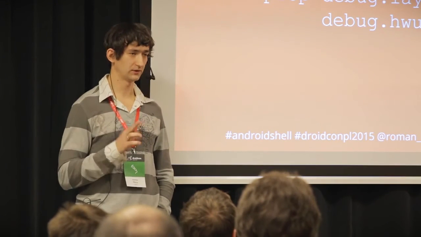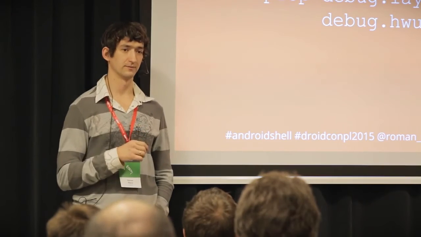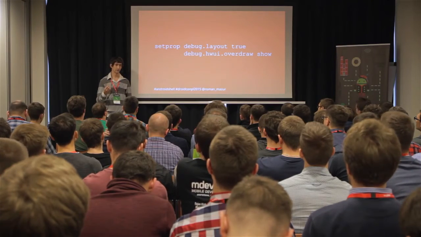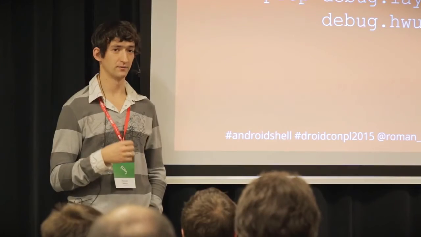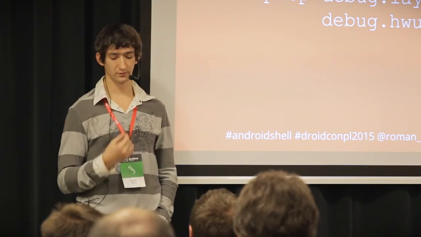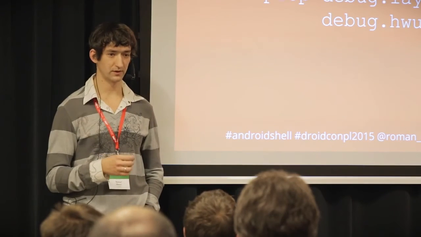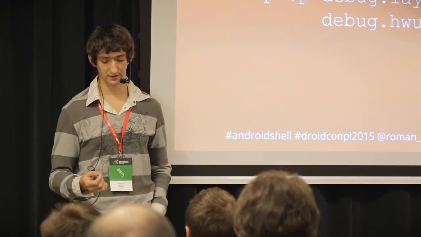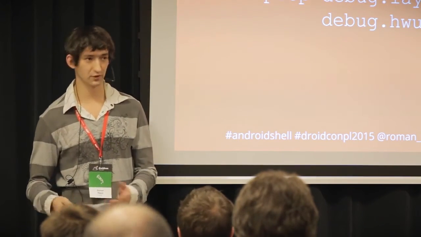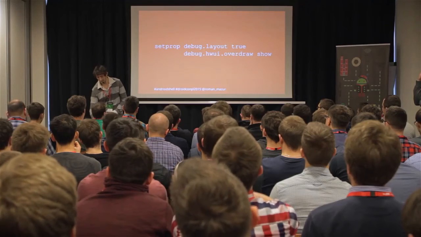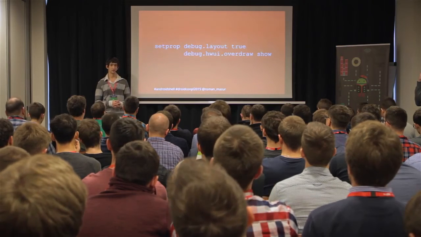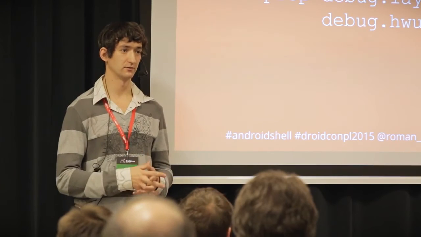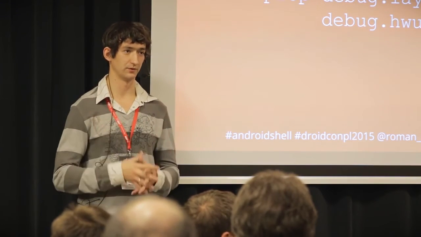There are two kinds of system settings in Android. Both are not editable from applications, but we can tweak them from the command line. The first one is system properties. System properties can be read and written using the getprop and setprop commands. And there is a particular system property, debug layout, that will instruct the hardware renderer to draw the layout bounds of your views.